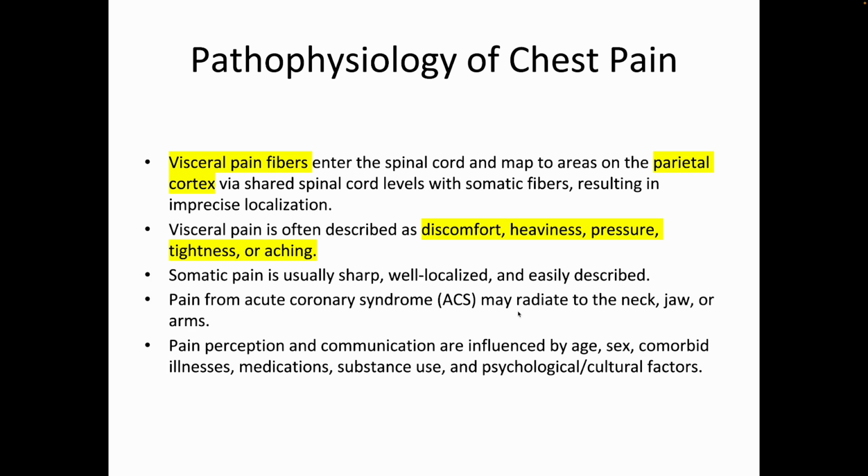Now, the pathophysiology of chest pain. So how does it work? Whenever there is a decreased supply to a certain part of the heart, the visceral pain fibers sense this and send it to the spinal cord. Then these areas map to areas on the parietal cortex. So that's why you get the somatic symptoms. But these symptoms aren't as specific as somatic pain fibers. So you would feel symptoms of discomfort, heaviness, pressure, tightness or aching, whereas somatic pain is more localized and easily described.